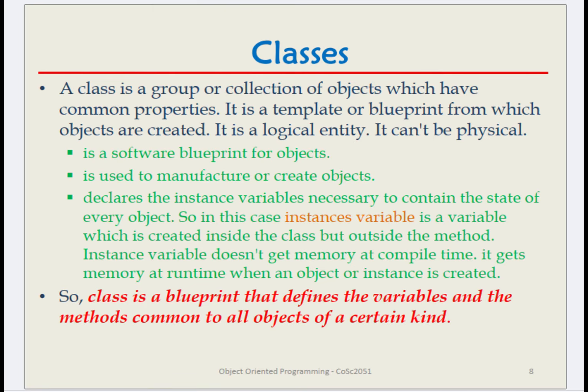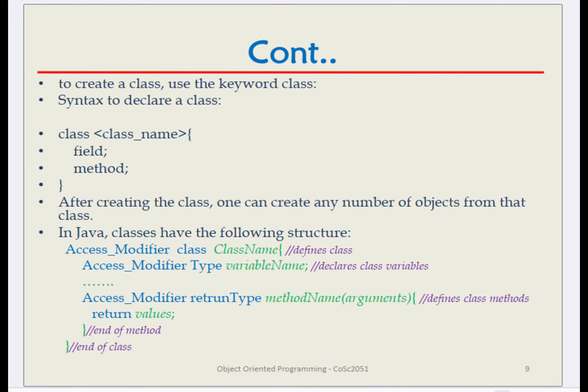Object-Oriented Programming, COSC 2051-8, continued. To create a class, use the keyword class. Syntax: to declare a class, class_name, field, method. After creating the class, one can create any number of objects from that class. In Java, classes have the following structure.